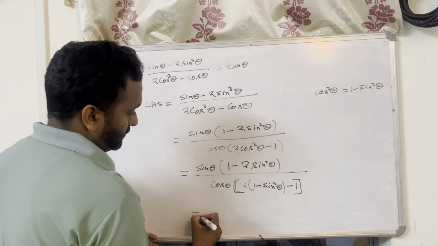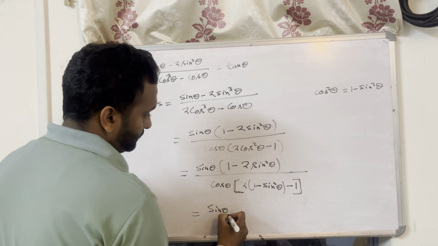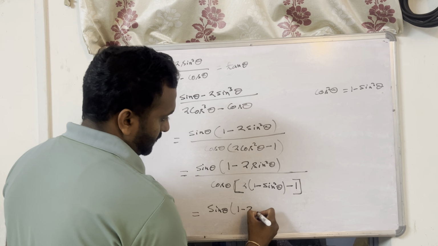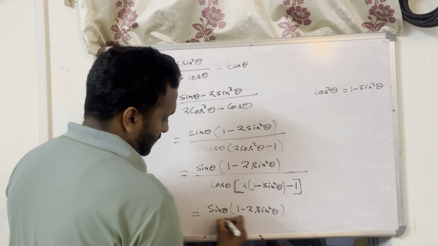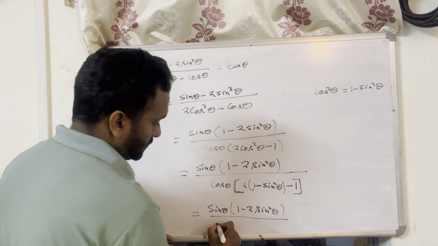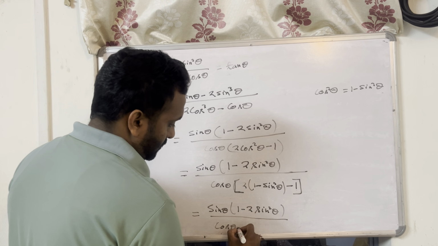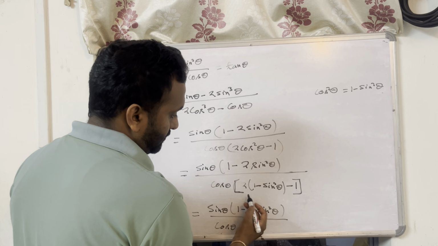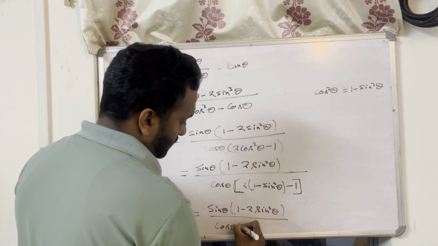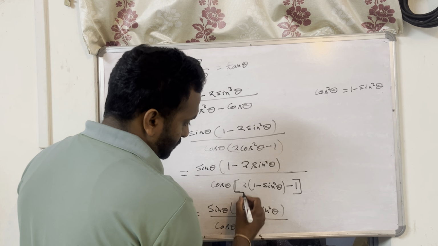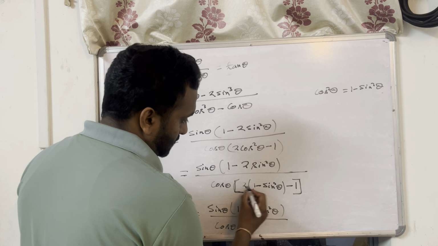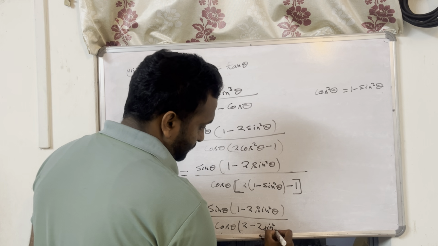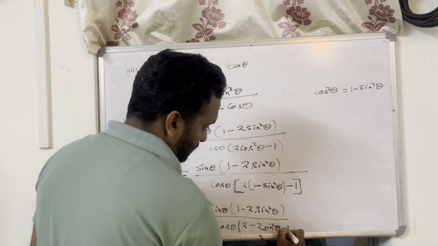Then let's see how much we will get. So sine theta into 1 minus twice sine square theta divided by cos theta. Then within bracket I will be multiplying, 2 ones are 2, so I will be getting how much? 2 ones are 2, then plus minus minus 2 sine square theta minus 1. Yes or no?